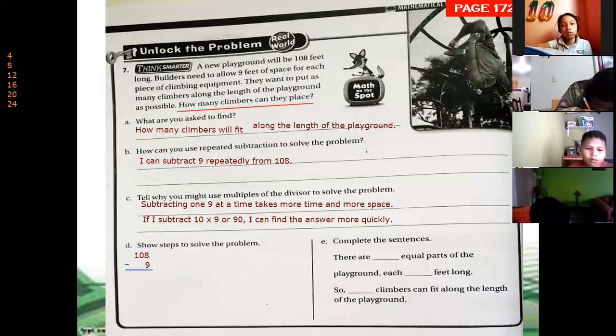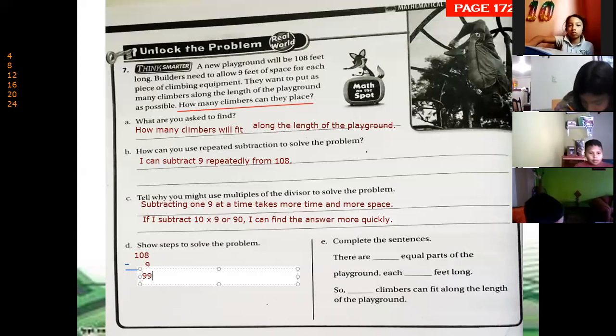So here we need 8. Oh, and you say I miss 1. So that 1, you take it out from 100. So the answer here is 99.